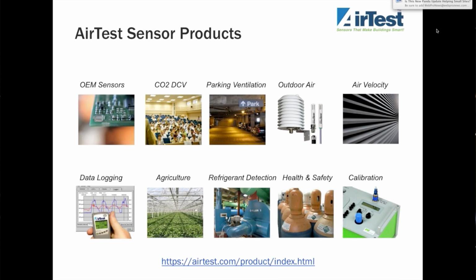Now, to give you a bit of background, AirTest manufactures a wide variety of sensor products. They're shown here. And if you want to drill down and look into some of the products, you can just go to airtest.com and go to our product page, which is accessible through the top menu of the website. You'll see these illustrations allowing you to drill into whatever sensor solution you're looking for.